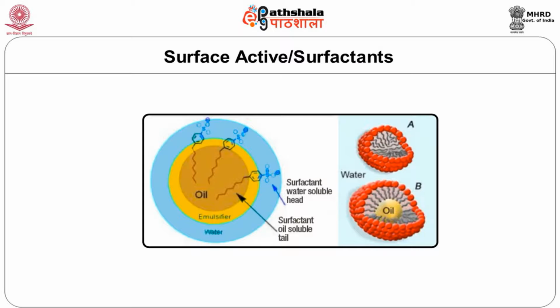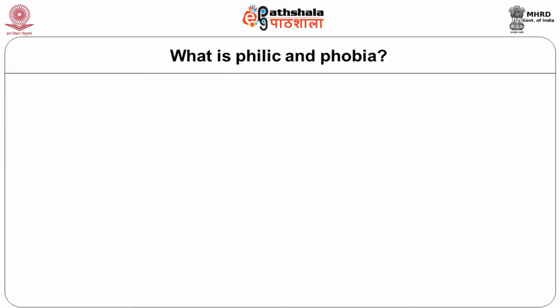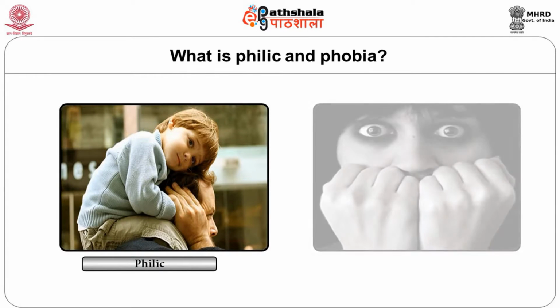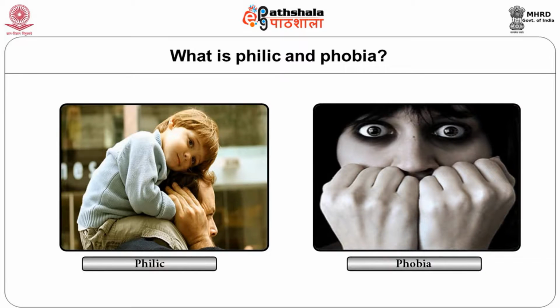When the detergent is added to a drop of water, detergent molecules arrange themselves with the hydrophilic heads into the water and the hydrophobic tails pushed out, breaking the bonds between the water molecules and reducing the surface tension. I think you may know what philic and phobic mean. Yes, philic means loving and phobic means hating.